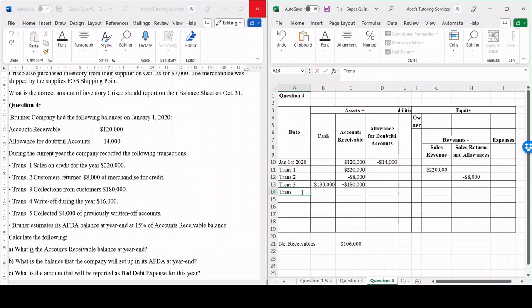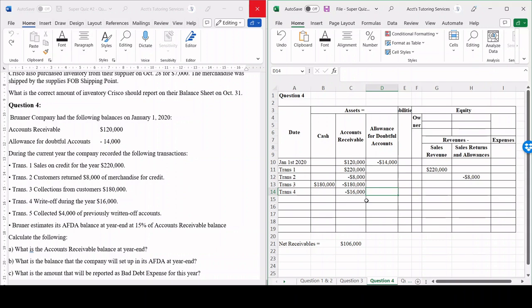Now, transaction number 4. So now a customer comes to us and he's like, guys, you know what? I went bankrupt. I can't pay you guys. So write-off during the year is $16,000. That's what that means. So now we know with certainty that this person isn't going to pay us off. What we're going to do is reduce our accounts receivable by that amount. And now we're also going to reduce our allowance for doubtful accounts by that amount, because any write-offs go directly to allowance for doubtful accounts. Keep that in mind. That's very important.